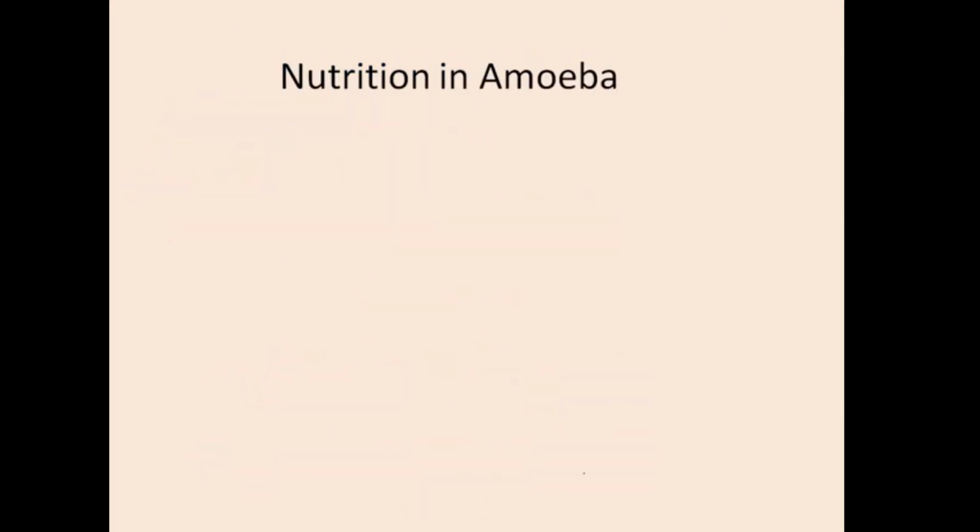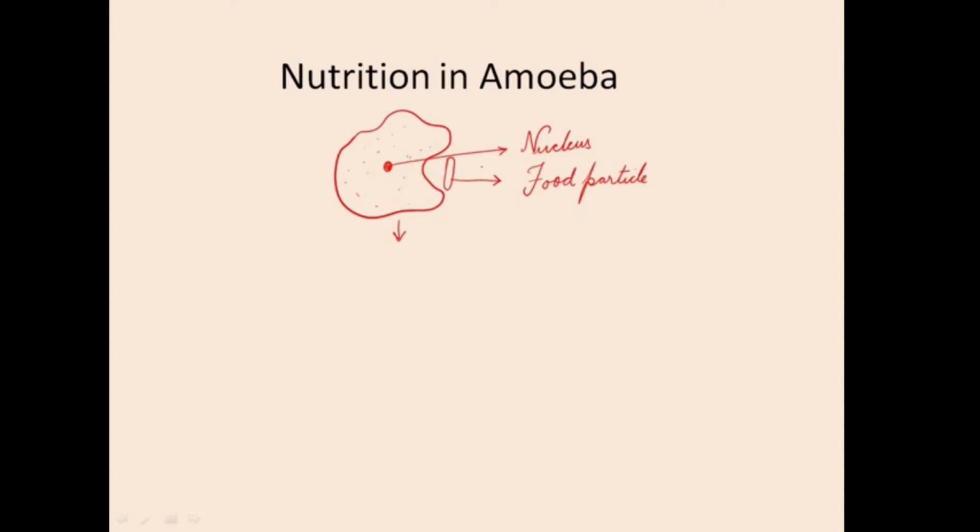Let's understand this with the help of a diagram. Amoeba has an irregular shape. Inside amoeba there is a cytoplasm. The cytoplasm is present in all the cells and it contains the nucleus. This is the food particle which is present. Now amoeba catches its prey. We can say the food particle is its prey.